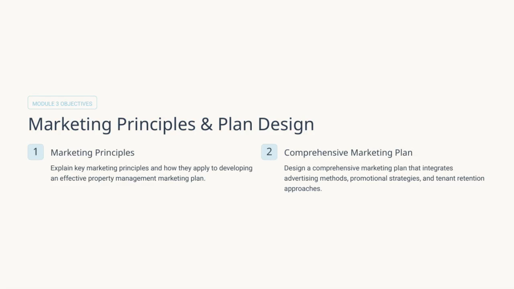Now, let's focus on designing a comprehensive marketing plan. This plan should seamlessly integrate various advertising methods, promotional strategies, and tenant retention approaches. By doing so, we can create a cohesive and effective approach that attracts new tenants while keeping our current tenants satisfied and engaged. Remember, a well-rounded marketing plan isn't just about getting people in the door. It's about building long-term relationships and maintaining a strong, positive reputation in the community. So, when developing your plan, think about how these elements work together to support your overall property management goals.